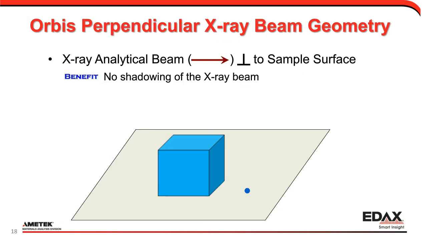I want to discuss now the perpendicular geometry of the Orbis. So in the Orbis design, the analytical beam is perpendicular to the sample surface. The benefit here is that there's no shadowing of the X-ray beam. If you can see the sample, you can analyze the sample. This sounds a little bit similar to the coaxial argument, but it's a little bit different. Again, when you have that perpendicular geometry in the Orbis, you look down, you can see the sample. You can also analyze the sample with the X-ray beam.